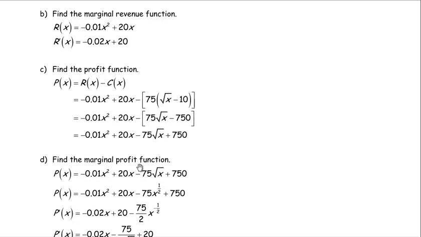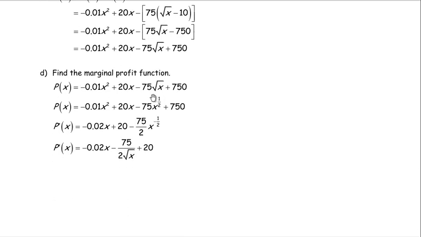Now, marginal profit function means the rate the profit's changing, so I want to differentiate my profit function here. So here's my profit function from the previous question, and before I differentiate it, I'm going to write the root of x as x to the power of a half. So that's my profit function. So the derivative, and you might not be able to see, there is a little prime there. Maybe I'll highlight that a little better. These are primes.